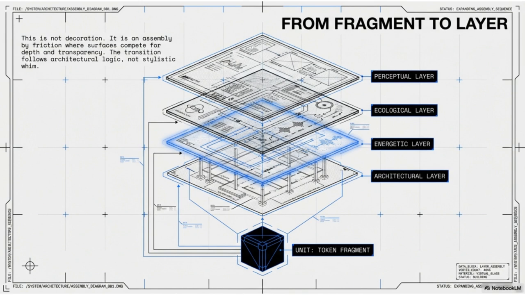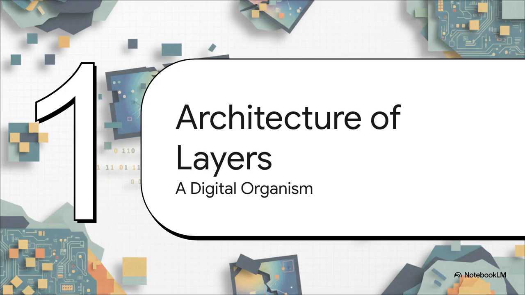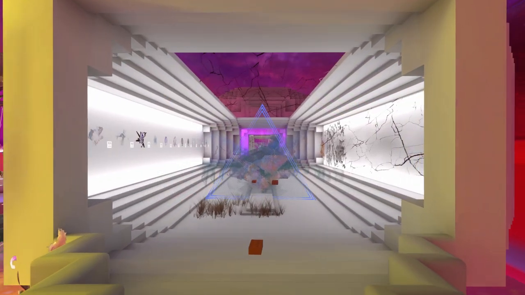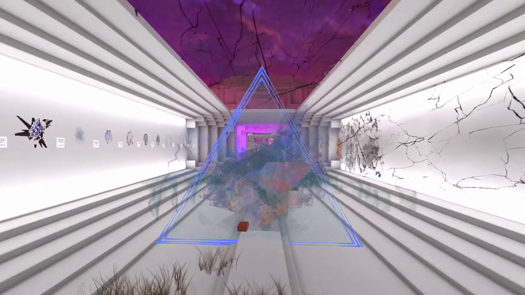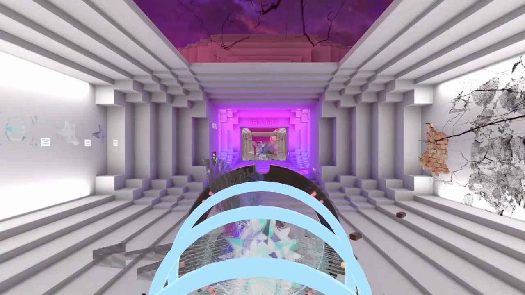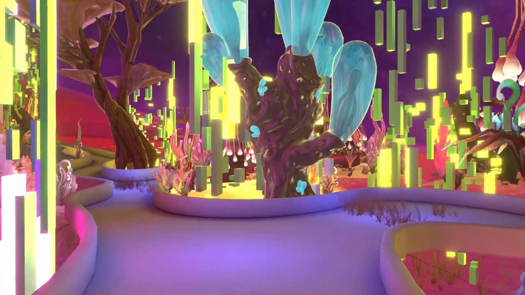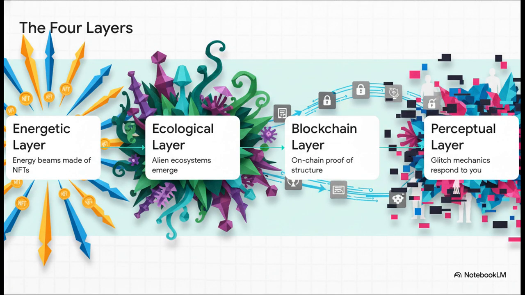So, how do you take all these individual pieces of error and assemble an entire digital organism? Well, it's not just about breaking things into fragments. It's a really complex architecture of superimposed layers. It's all done through a superposition of 4 distinct layers. You've got an energetic layer where the NFT fragments come together to form these beams and cores of energy. Then there's an ecological layer, populated with alien plants. Then the blockchain layer, which provides a permanent on-chain blueprint, verifying the ownership and the exact arrangement of every single fragment. And finally, you have the perceptual layer, which is defined by those glitch mechanics that respond to your point of view.